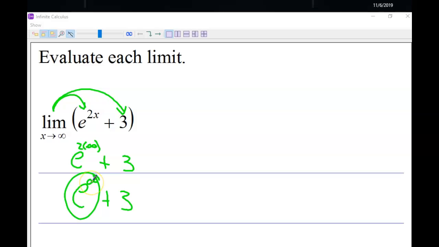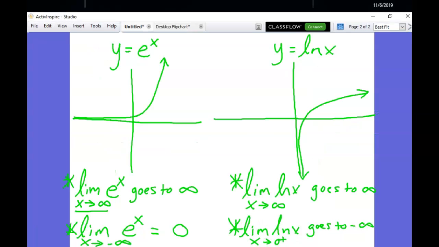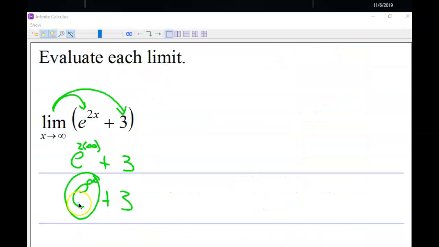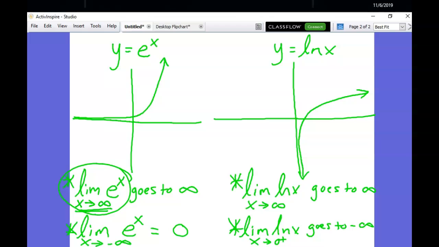But what this really means is what we wrote earlier. This means we're taking the e function and we're approaching infinity. So I just like to write it like this. It's faster and it kind of makes sense. So what is e raised to the infinity power? In other words, what is the limit of e to the x as x goes to infinity? The answer is infinity.